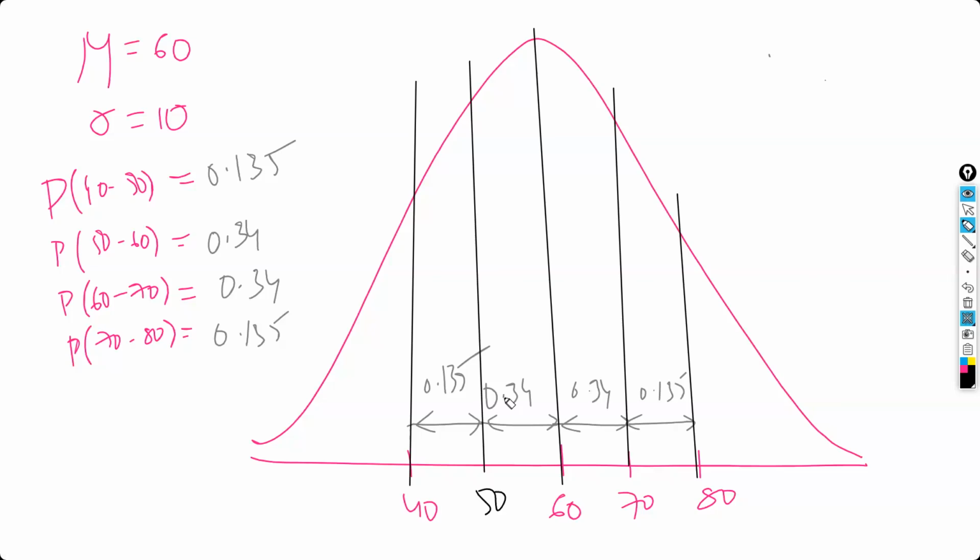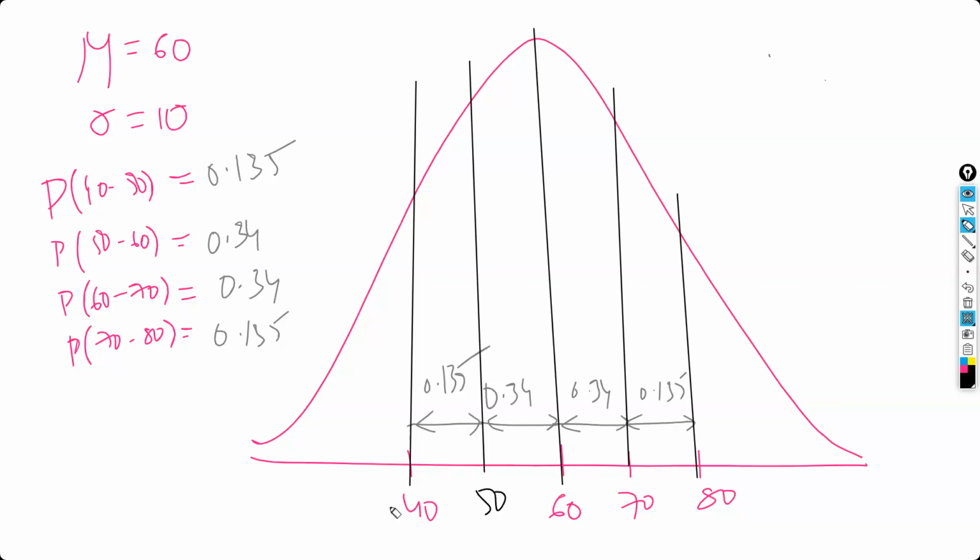Now, what is the probability between 50 to 80? 50 to 80 means 50 to 60, 60 to 70, plus this one. Now you can calculate all of them cumulatively. What is the total? It is going to be 0.815. Are the points clear, everyone? Guys, clear or not clear? Yes or no?